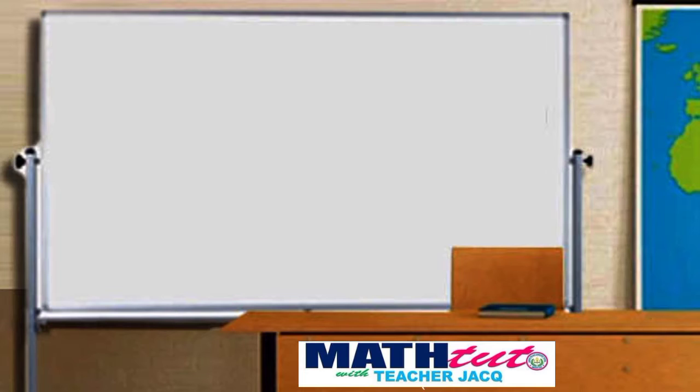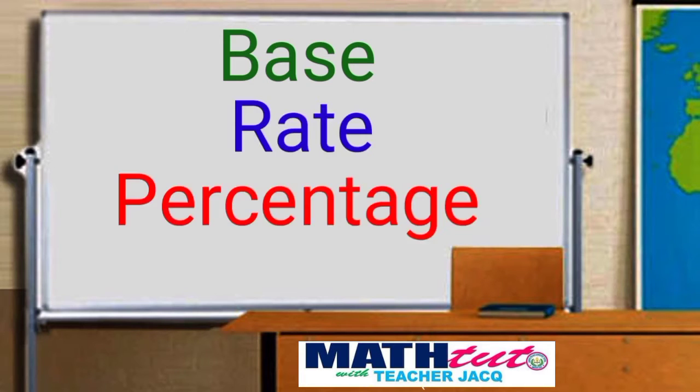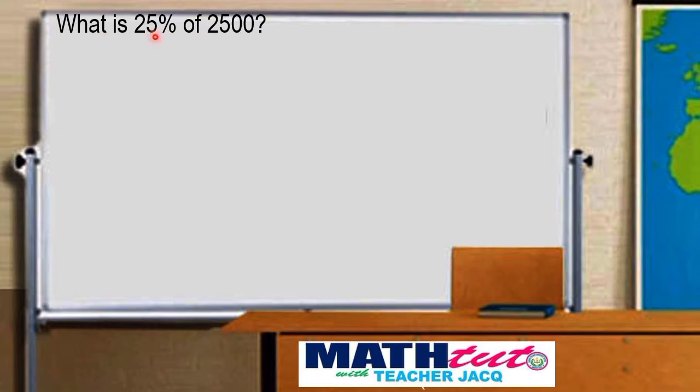Let's have some examples and try to determine which is the base, the rate, and percentage. Okay, first we have what is 25% of 2,500. So our given here are 25% and 2,500. Okay, so yung 25%, ito yung ating rate. Kasi sa rate, it is usually in percent. Okay, so kapag may sign siya ng percent, automatic yun yung rate. And then yung 2,500, ito yung ating base.